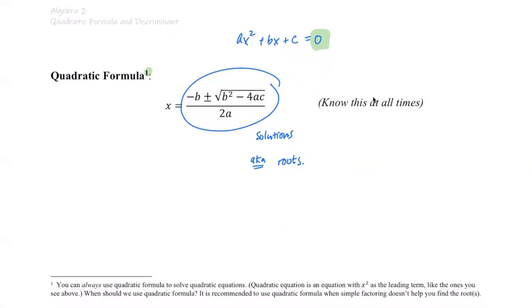Okay, so in the next video we'll go over some examples on how we can use the quadratic formula to solve problems very easily.